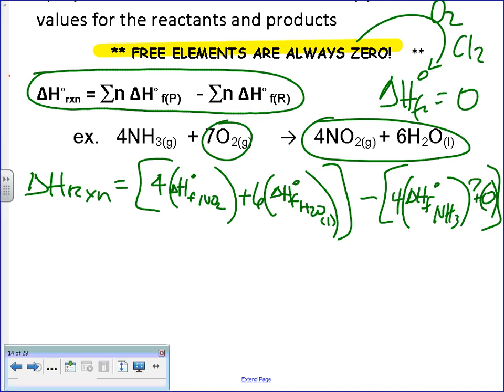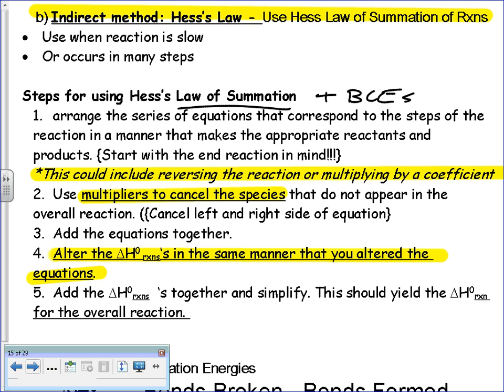Okay, and then we'll do a practice with the delta H products minus delta H reactants in a second. This is Hess's law of summation. It looks like a lot of details, but basically if you have BCEs, some of the things that you want in your target equation are going to be on the reactant side, some of them are going to be on the product side. And you have to manipulate the BCEs by flipping them or by multiplying them by coefficients to get what you want in the target equation.